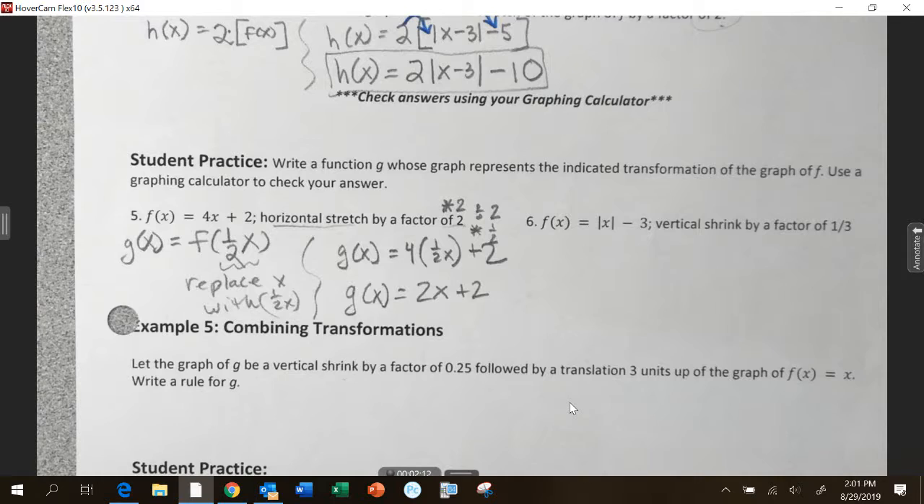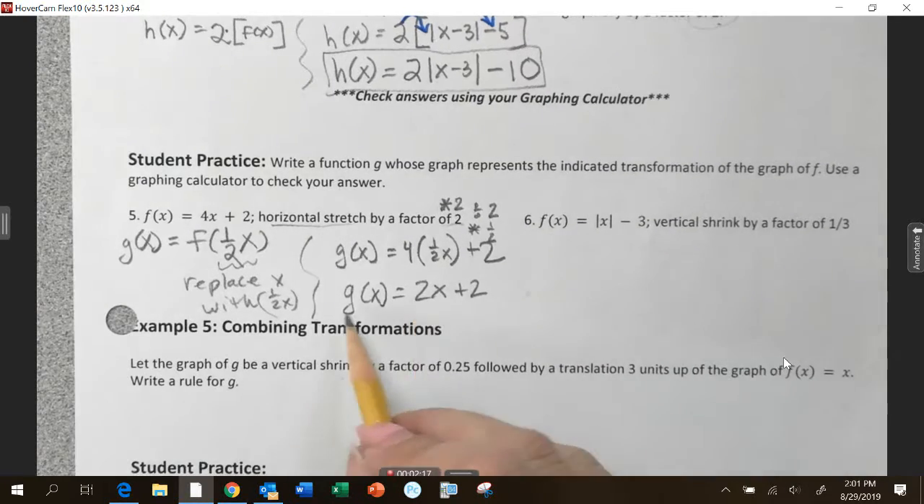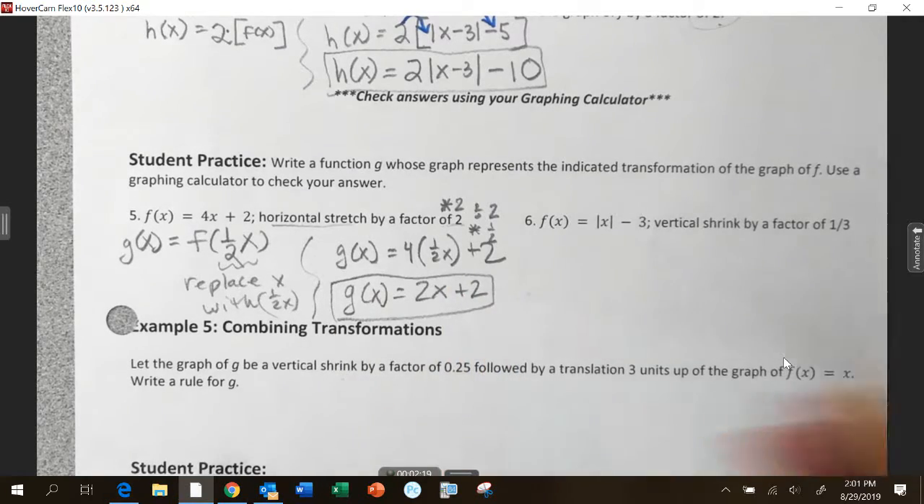What is 2x plus 2? What does that equal? Can I add these together? No, you cannot. Not like terms, so you just leave it.